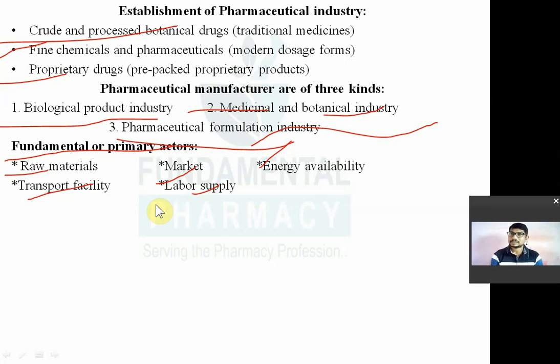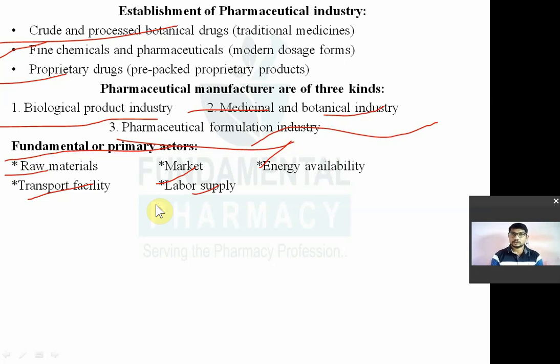If you set up an industry in some corner or location where electricity is not available at all, so how can you do your daily work, how can you manufacture tablets and all that without energy? So energy availability is again a primary or fundamental factor. Okay, so availability of energy, though there are a lot of alternative options.